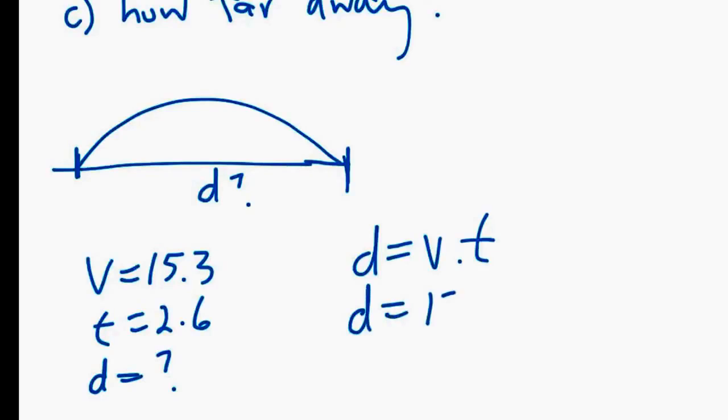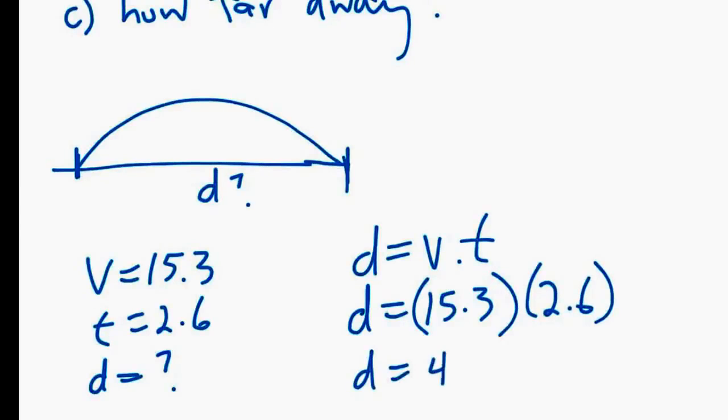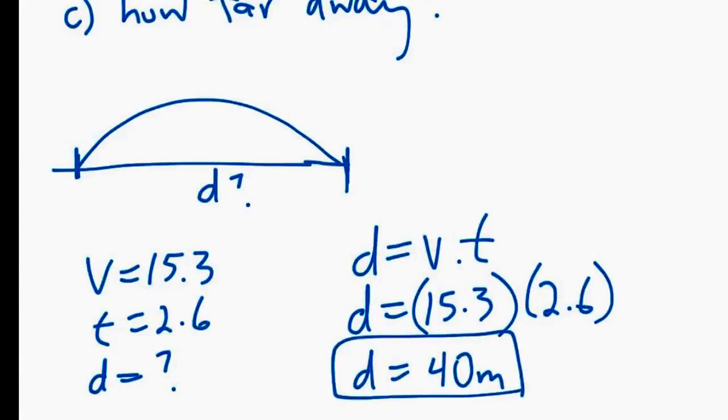So we'd have 15.3 times 2.6, and that gives us an answer of 40 meters. So we know that the ball traveled 40 meters horizontally. And that's pretty much it. Those are the kinds of questions you'd be expected to answer. We could go one step further.